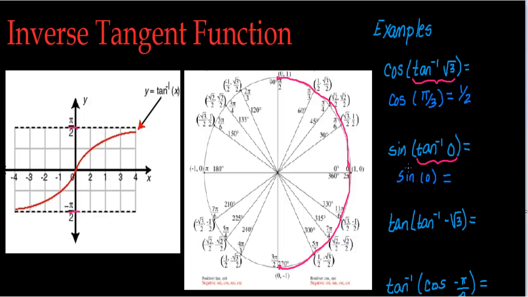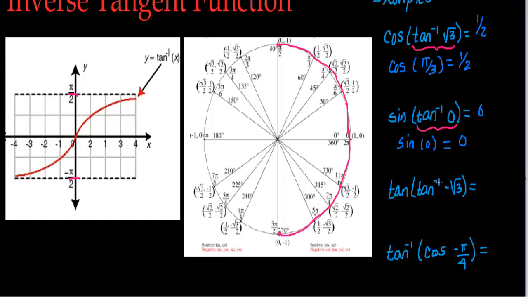So now what is the sine of 0? What is the y value at 0 radians? It's 0. So this equals 0. Next example.